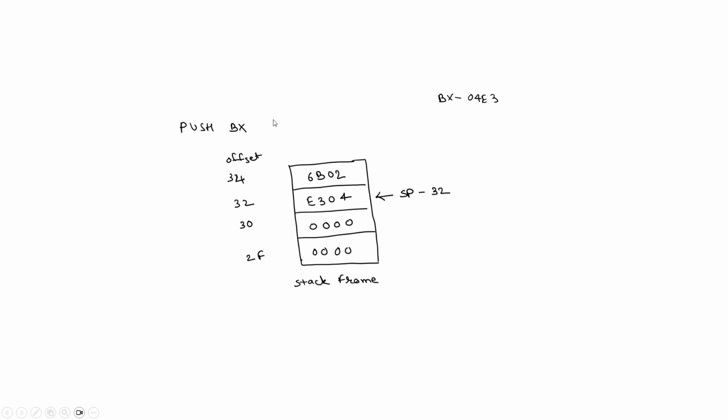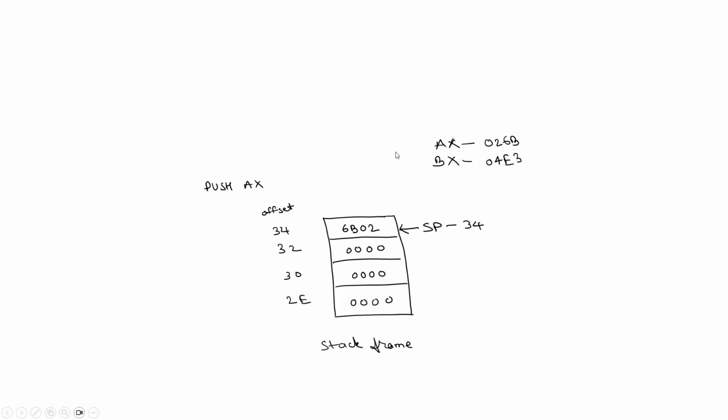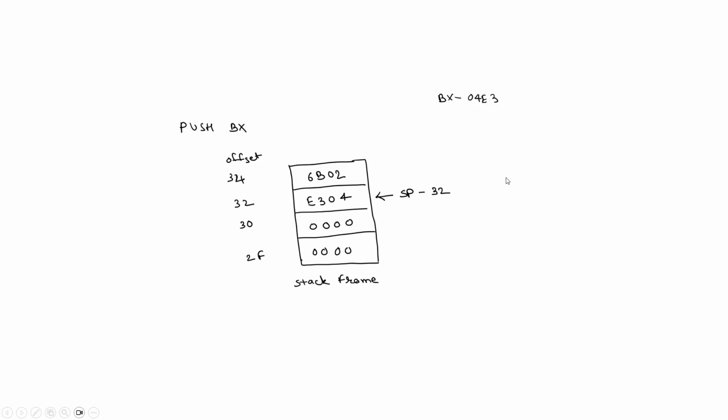Then, as you see here, we have another register BX which is holding the value 04E3. When we execute the next instruction, that is push BX, again the stack pointer will be decremented by 2 and it will go to the value 32 now, and it will store the contents of BX, that is 04E3, as you can see here in the stack frame as E304.